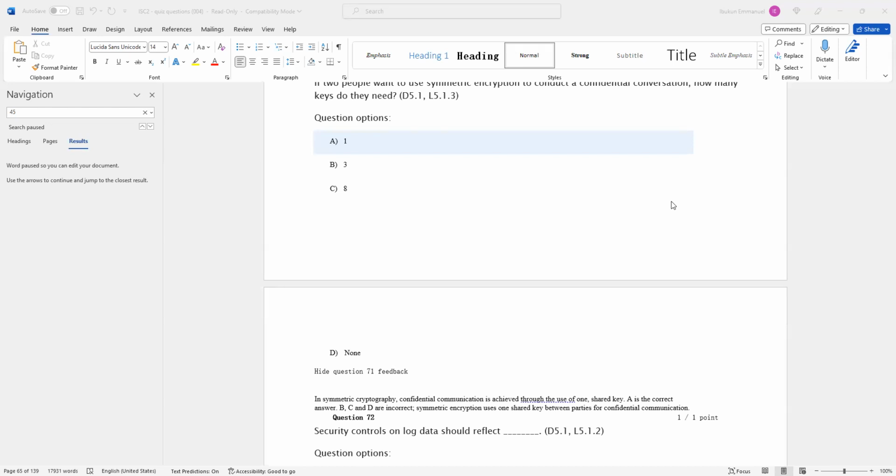So we've answered the question, if two people want to use symmetric encryption, they need to use one key. And we've talked about the risks of that, in that the key and the message could be intercepted, and then the cyber criminal has access to both the key and the message, so they could readily decrypt that.